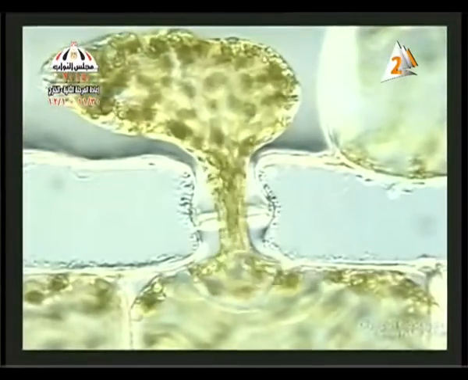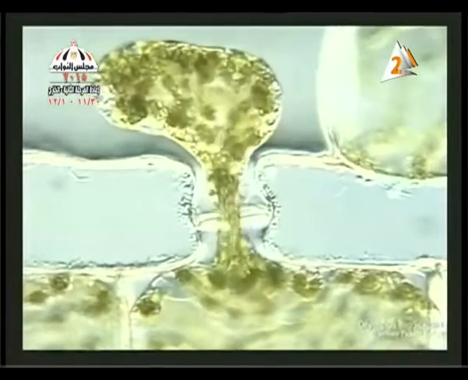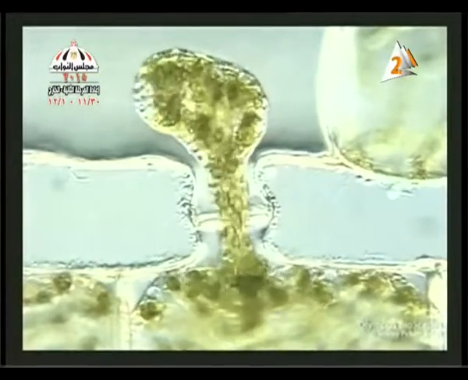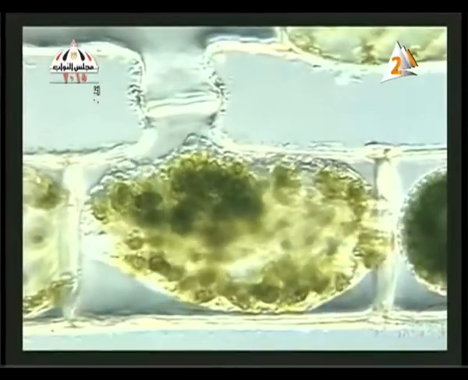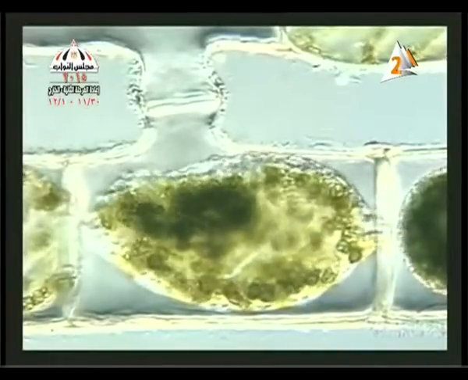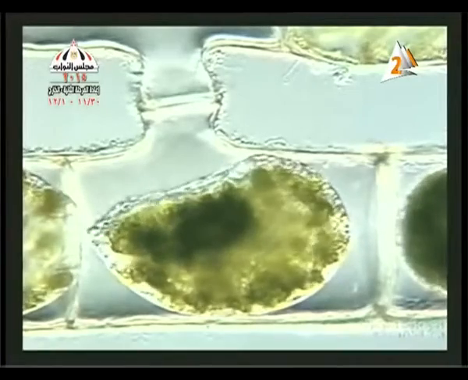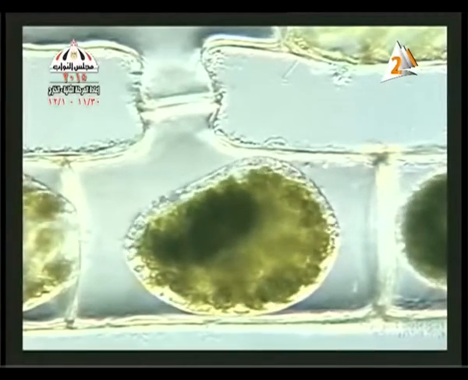The protoplasm of each cell of one filament rolls up into a sphere and moves across the above tube, which is called the conjugation tube, to cells of the opposite filament, forming a zygote.